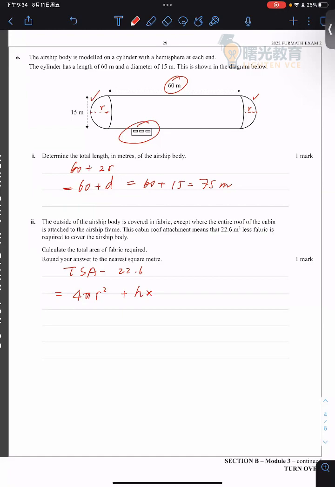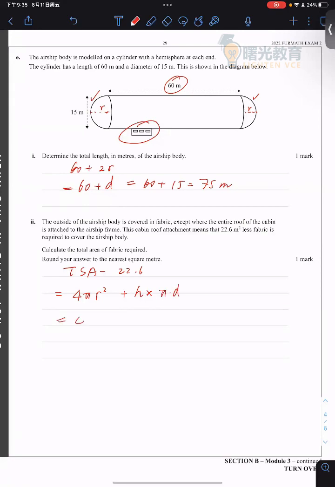If we just fold it up, the side shape of the cylinder would be a big, large rectangle. All right, one side is the height and the other side is the circumference. So that would be pi times d.